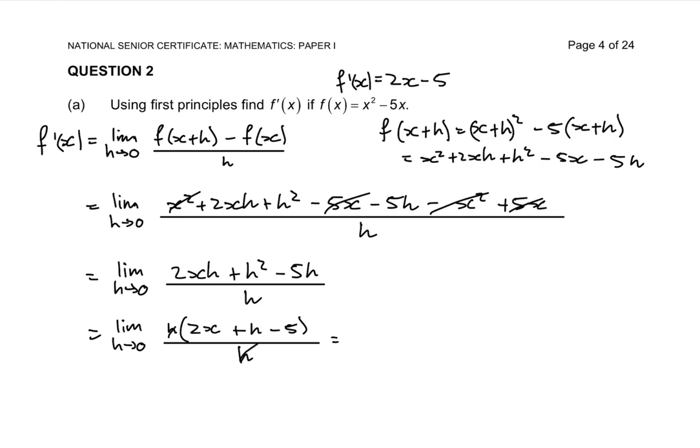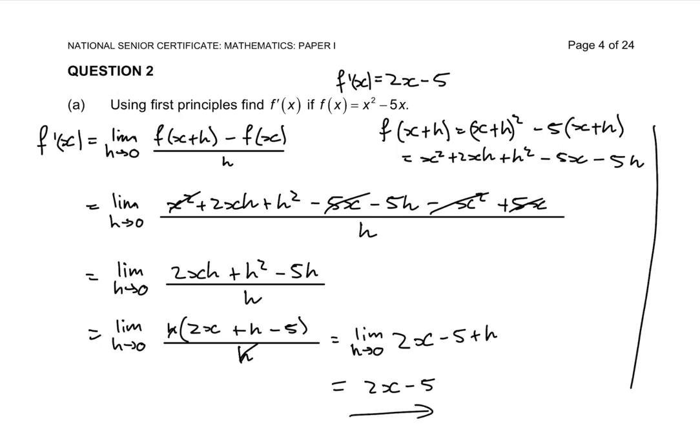So this simply leaves us with the limit then as h still obviously tends to 0 of 2x minus 5 plus h. But if h tends to 0, then this is just equal to 2x minus 5 plus 0, and of course we can just leave that out, and we have 2x minus 5. So using first principles, we've come to the exact same answer as if we were to just use the power rule, but because the question specifically said use first principles, that's what we've gone ahead and done.